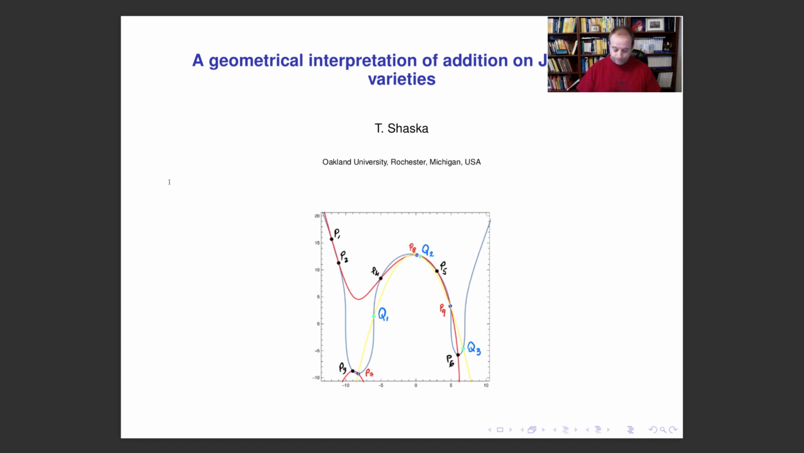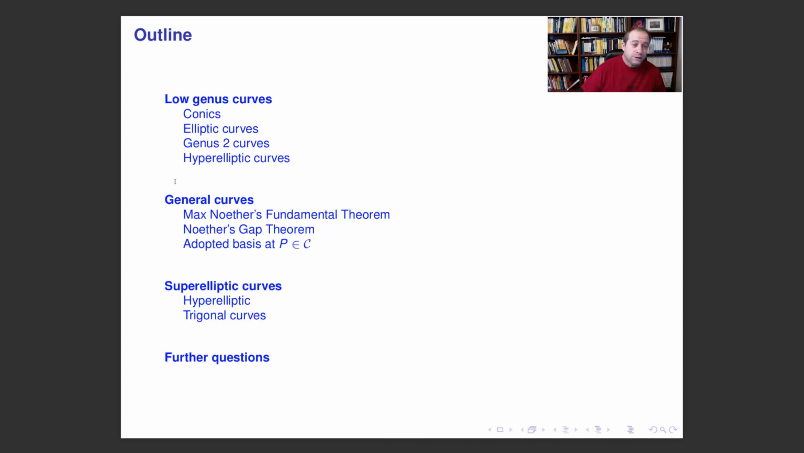So let's see. We'll just start with low genus curves. So I'll give a brief review of the conics and elliptic curves, and then we'll just go to genus 2 curves and then hyperelliptic curves. We'll describe geometrically how the Jacobian works in such curves. I mean, how the addition works in such Jacobians. And then we'll see if we can just generalize this a little bit more.